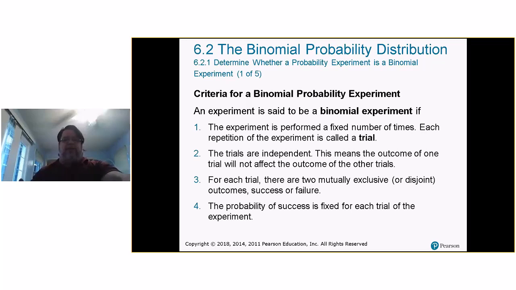Okay, so the trials are independent. For each trial, there are two outcomes, heads or tails. And the probability of success is fixed for each trial of the experiment. That's true. I'm either going to get a head or I'm going to get a tail. Now this is where we're going to do the NPX.